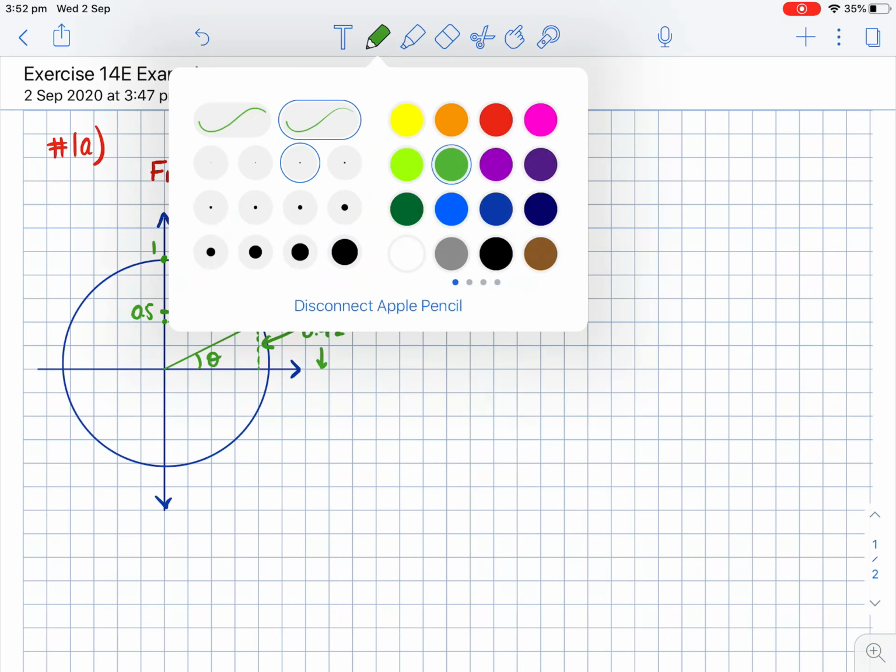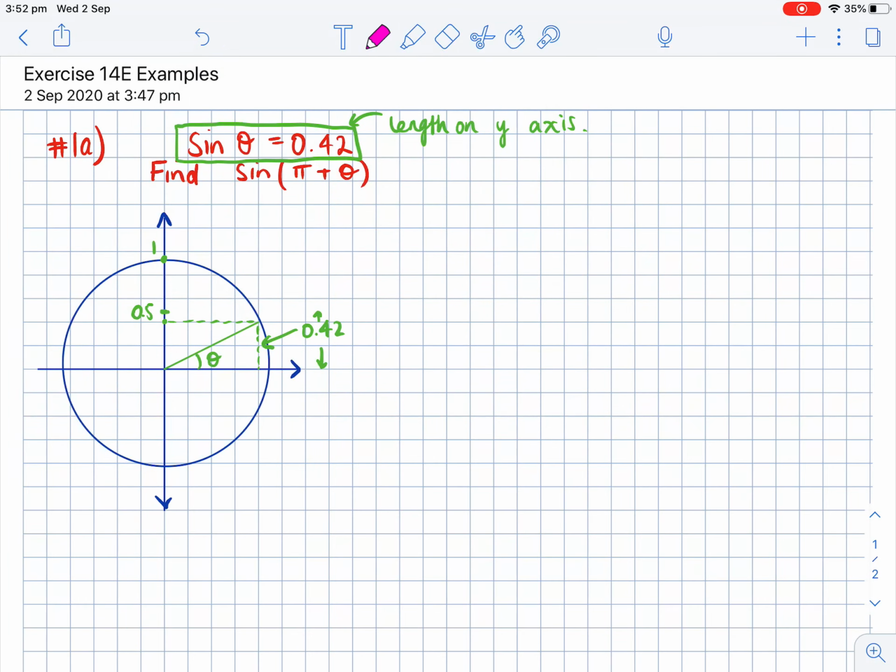Now if we duplicate that and start looking next at this sine of pi plus theta. Where is sine of pi plus theta? Well, I know that 180 degrees is equal to pi. So if we added that same theta amount to pi, this angle here would be pi plus theta.